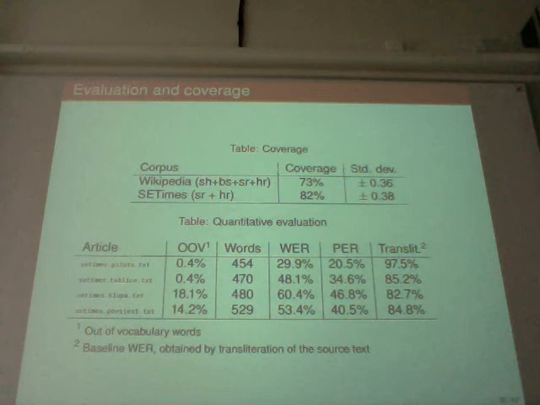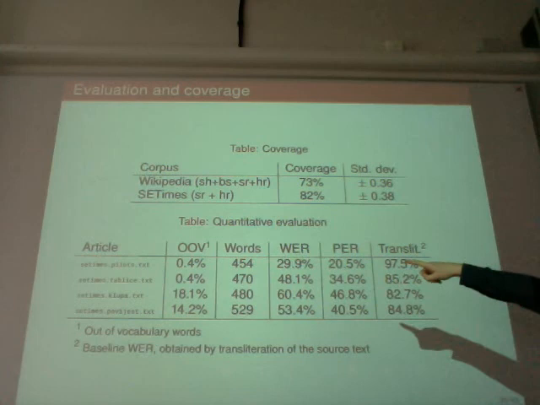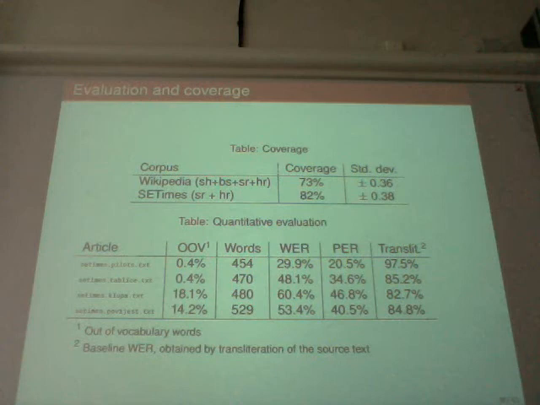Quantitative evaluation was performed on 4 articles from SETimes. 2 of the articles were chosen with very high coverage and 2 with relatively low coverage, to see how the system would work in ideal conditions and in realistic conditions. We calculated the WER and PER by the number of changes that had to be made in post-editing the documents.